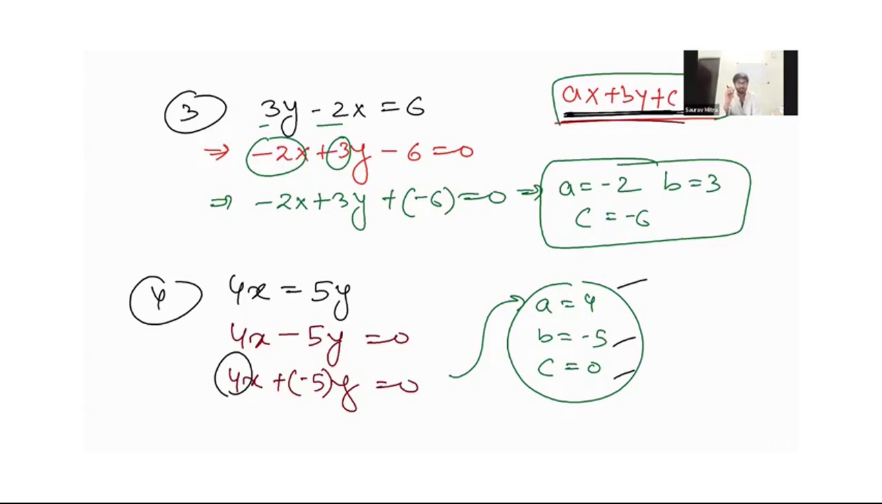So this is all about finding the a, b and c values on comparison with the given linear equation in standard form. First we have to check whether our given equation is a linear equation in two variables or not. If it is not in the form ax plus by plus c, we have to convert it. Then they will ask you to find the values of a, b and c. This is how we have to proceed further.